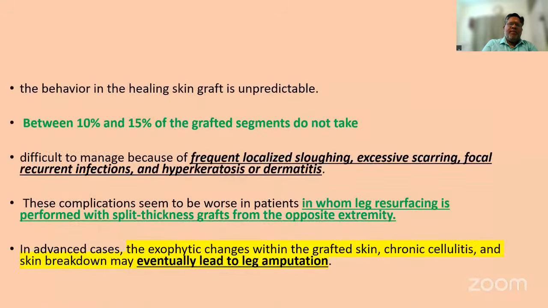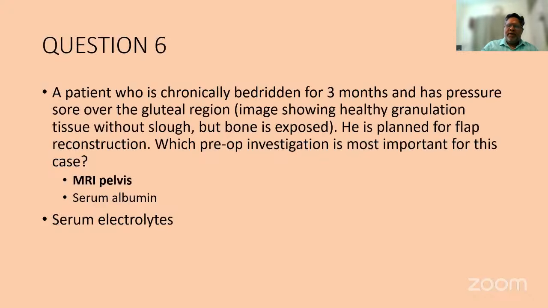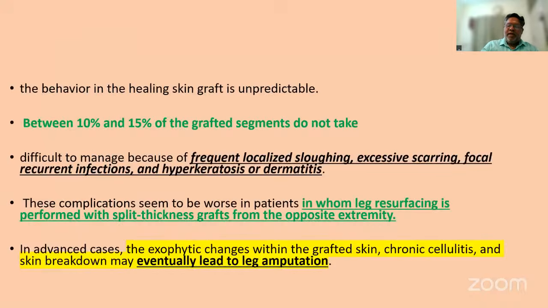So between 10 to 15% graft loss is there, and other complications like sloughing, excessive scarring, recurrent infection, hyperkeratosis and dermatitis are also present. But these complications are more when the graft is taken from the thigh rather than from the excised fatty skin, and sometimes even the grafted skin can lead to other changes and amputations might result. So that is the summary of Homan's procedure or the Kondoleon procedure and the Charles procedure. Both are excisional procedures, whereas the reconstructive procedures I will be discussing in the further question.